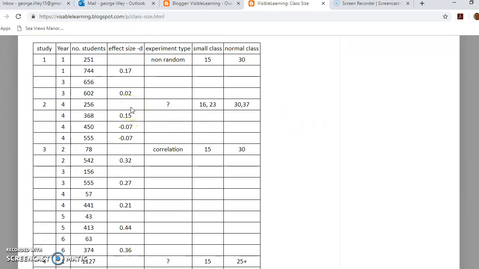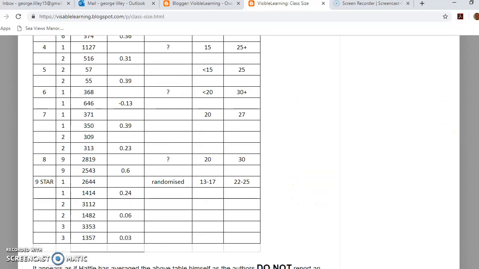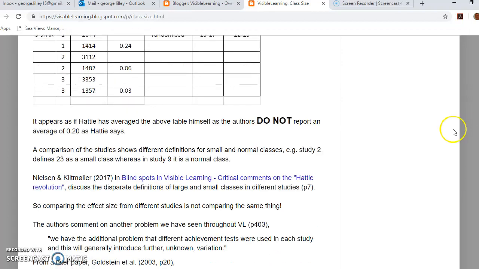Now this particular study shows another issue with class size in particular, and that is study 2 classifies a class size of 23 as a small class, but study 9 classifies 23 as a normal class. So when putting all the research together, you've got real problems when the authors of the original studies use different classification. So once again, the authors of this study do not report an average of 0.2. That's Hattie's averaging, and Hattie's averaging is once again very questionable.